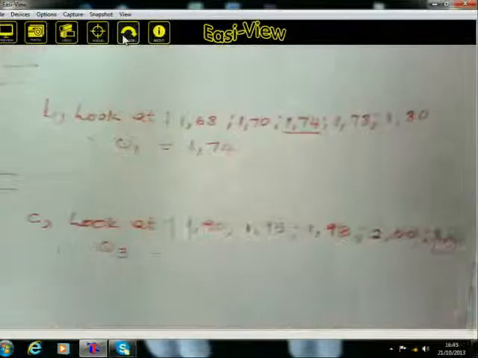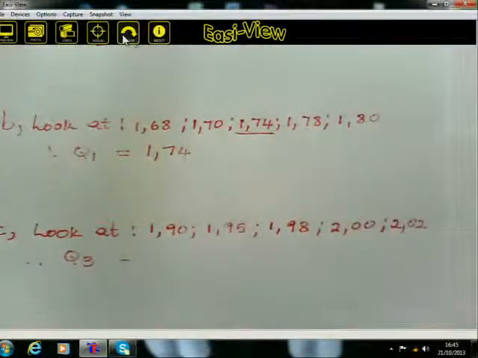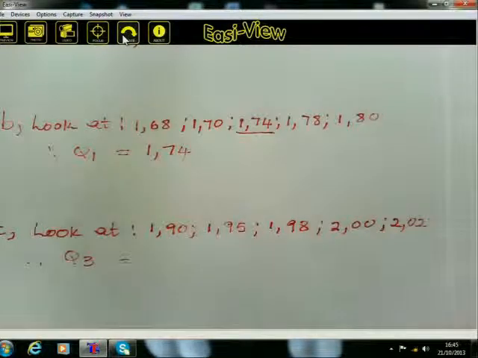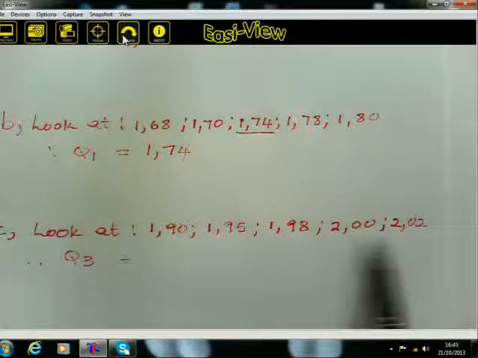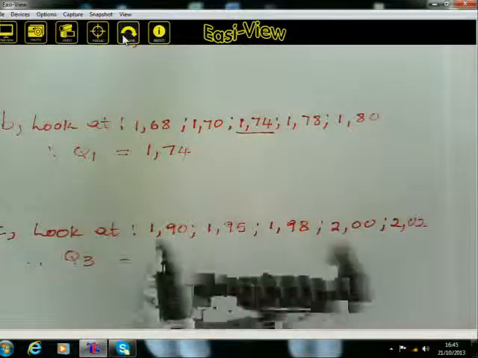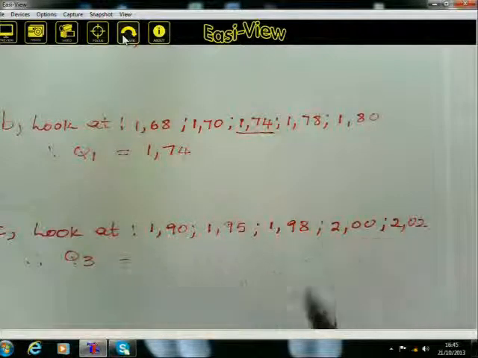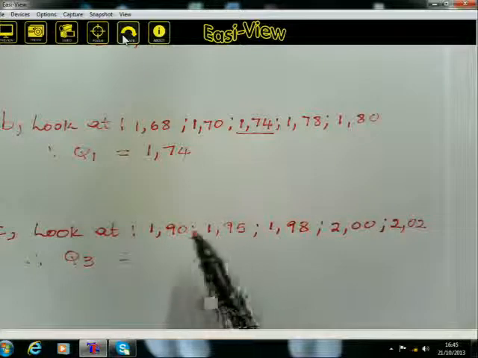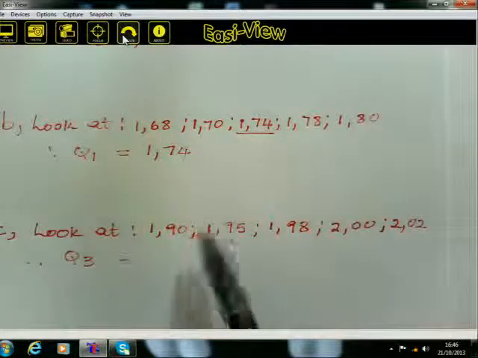You've got it. Now we go to your quartile 3. How are you going to get a quartile 3? You have to check the median of the given data. So now, how many numbers do you have in this data?